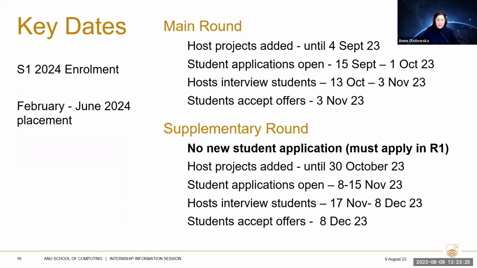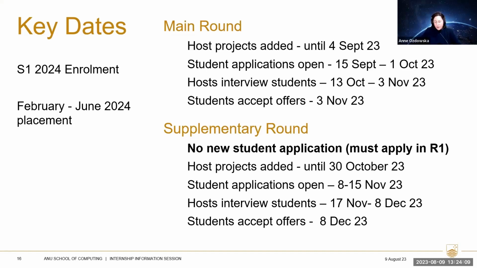Okay, got some key dates. These are really, really important dates. So at the moment, we are accepting host projects, and we'll be accepting host projects until the 4th of September for our main round. To be eligible, you have to apply for something in the main round. The student applications open on the 15th of September, and they will be open until the 1st of October. So you must apply in that window. The hosts will interview students between the 13th of October and the 3rd of November, and we need to be notified by the hosts, and you need to have accepted your offer by that final date, the 3rd of November, for the main round.